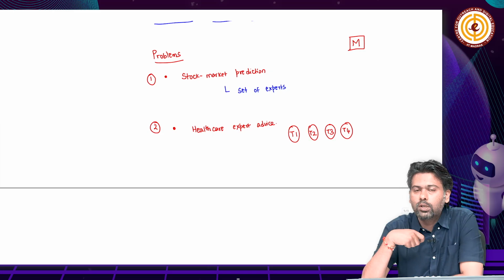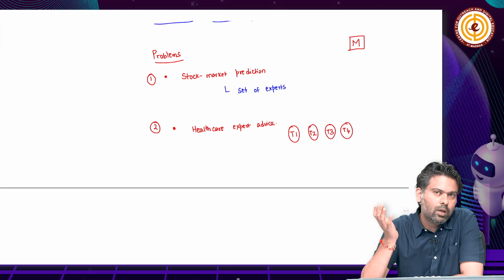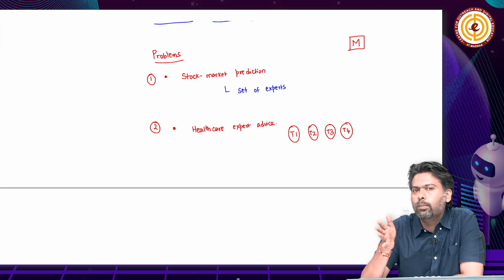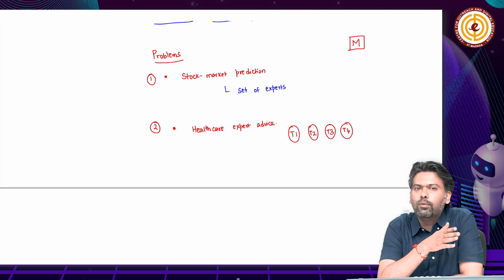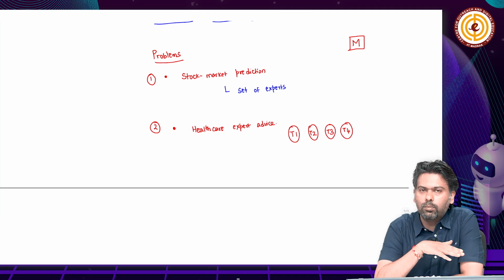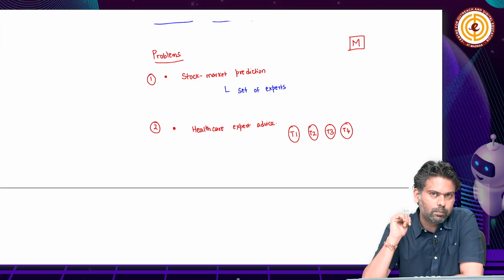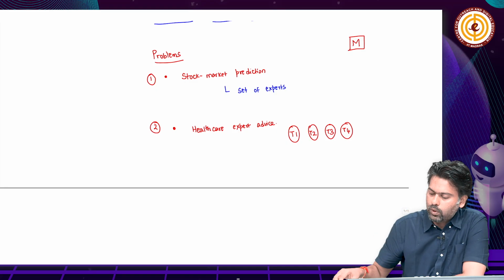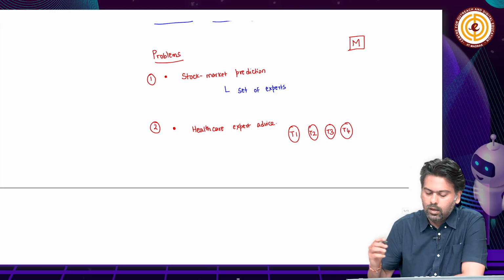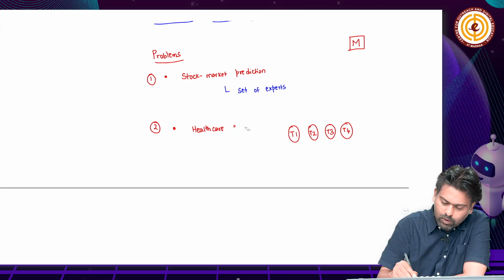So if a tablet works for 90% of the people, whereas another tablet works only for 20% of the people, you want to find which tablet works for most of the people and then prescribe that tablet more often. In fact, you want to make sure that you are prescribing the right tablet as a doctor so that the patient's health improves over time. So this is what I am going to call the healthcare problem.